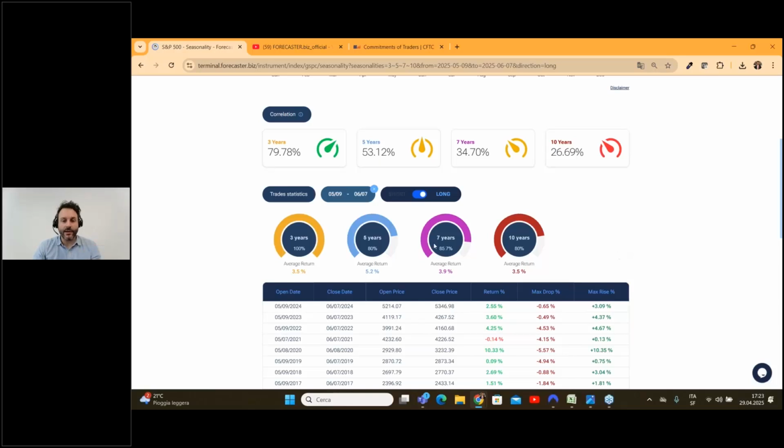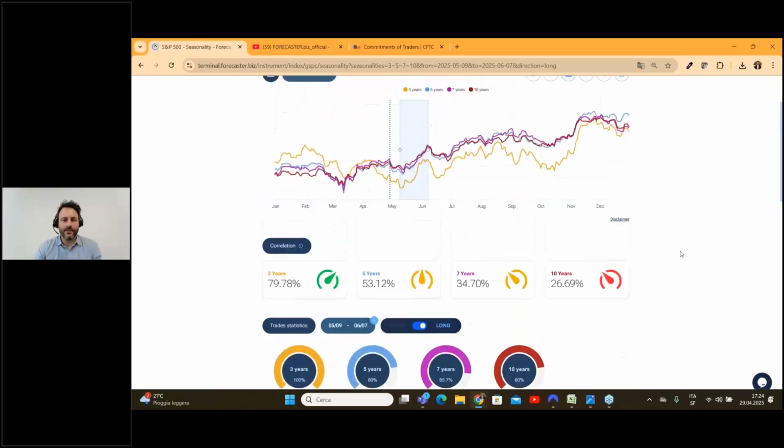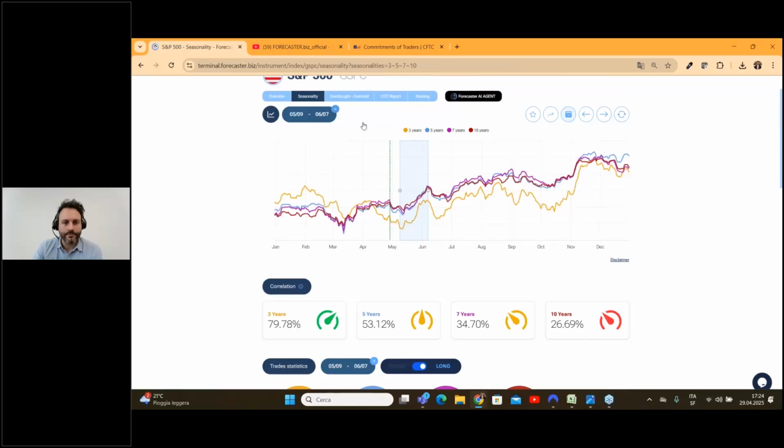What is very interesting, for example, in this case, is that we have an average return which is very similar, even if we use only 3 years and we use 10 years, okay? It means something really easy. In this specific period of time, we have a recurring pattern in prices for the S&P 500. What is very interesting, for example, is the correlation.